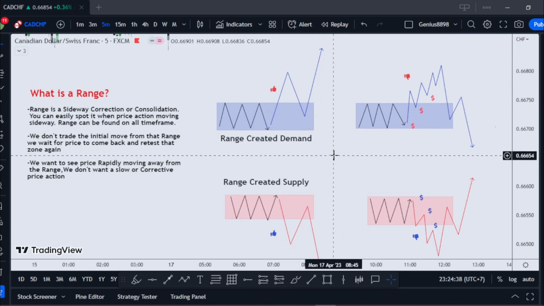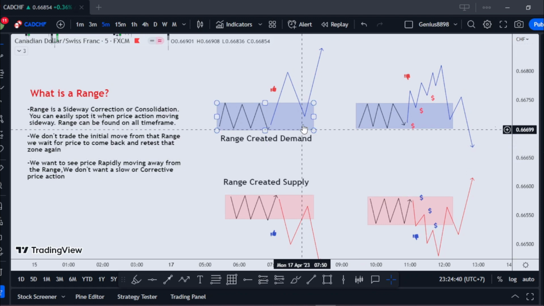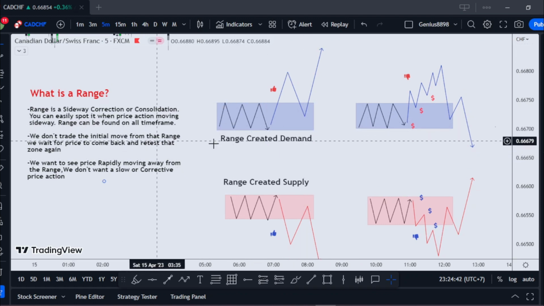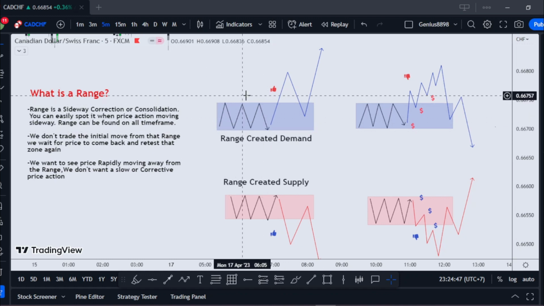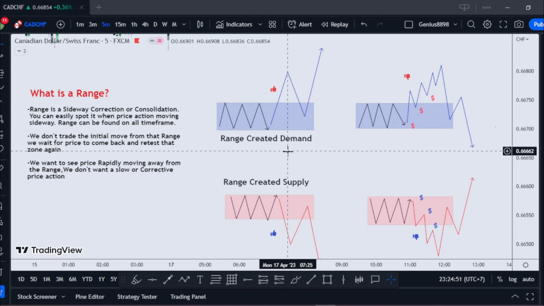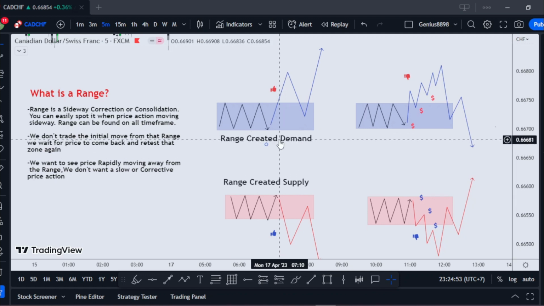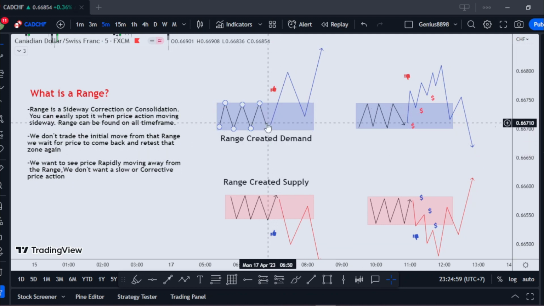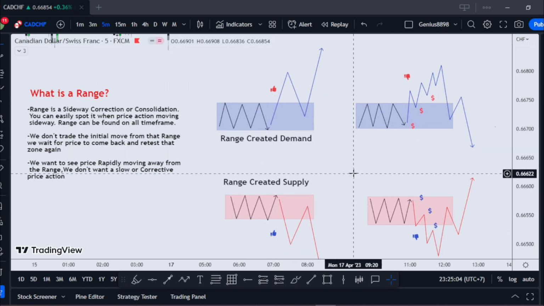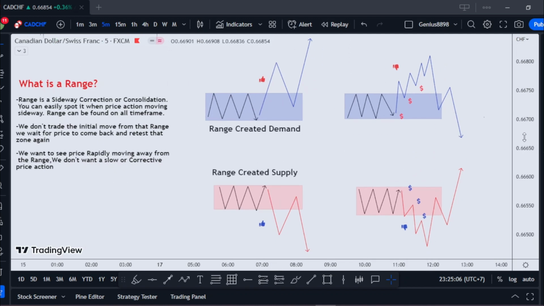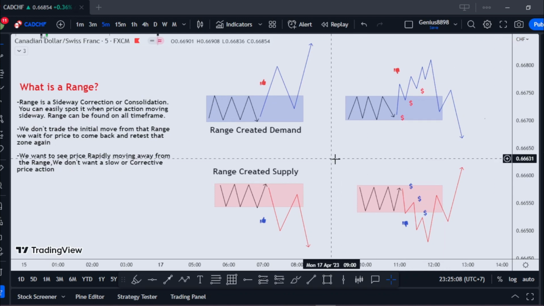The reason we wait for it to come back to that zone and don't trade the initial move is that when price created this range, it has liquidity above it or below it. And at that time, we don't really know where price wants to go. So we cannot just jump into the trade. We wait for it to move, either to the upside or to the downside, and then we are able to figure out where price really wanted to go.